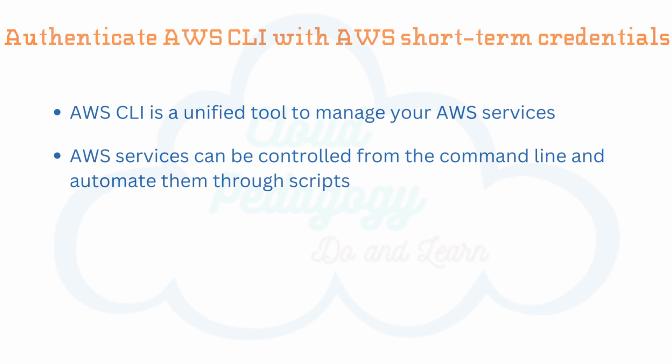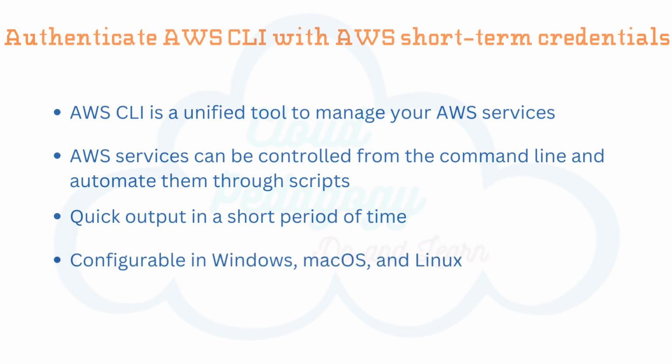With just one tool to download and configure, you can control multiple AWS services from the command line and automate them through scripts. Of course, the AWS Web Console performs the same actions as AWS CLI does, but the difference comes when it's about quick output in a short period of time. AWS CLI helps to control Amazon's public cloud services by typing commands in the command line. It is configurable in Windows, Mac OS and Linux.